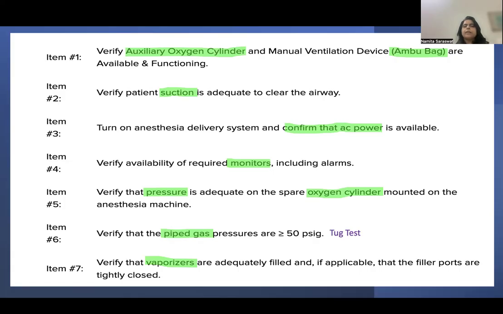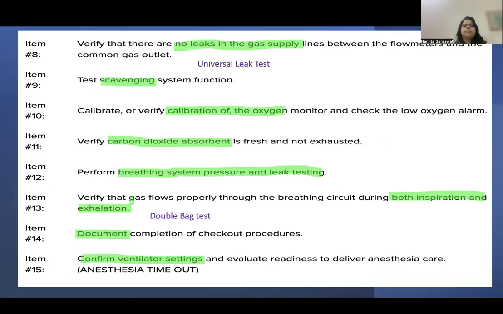Verify that the vaporizers are adequately filled and properly closed. Then you have to do the universal leak test to check that there is no leak in the low pressure system. Test the scavenging system function, calibrate the oxygen. It has to be done daily, remember that. Verify the carbon dioxide absorbent is fresh and not exhausted. Perform breathing system pressure and leak testing.